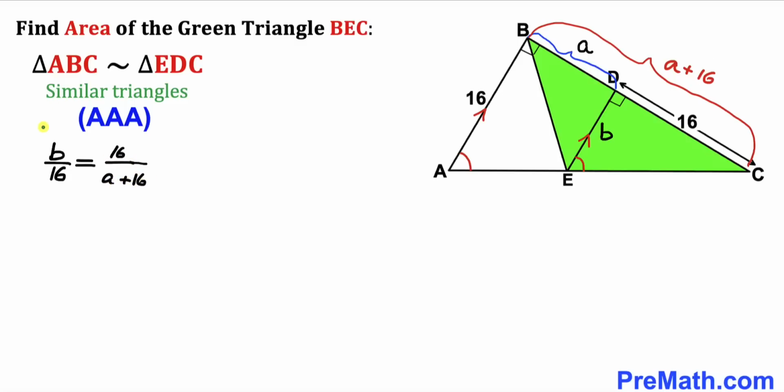Let's go ahead and cross multiply. So therefore we are going to have b times (a plus 16) equal to 16 times 16, which is going to give us 256. Let me go ahead and write this equation as equation number 1.